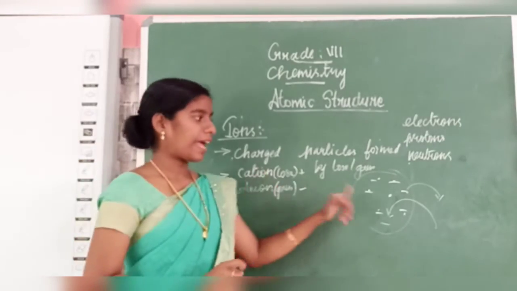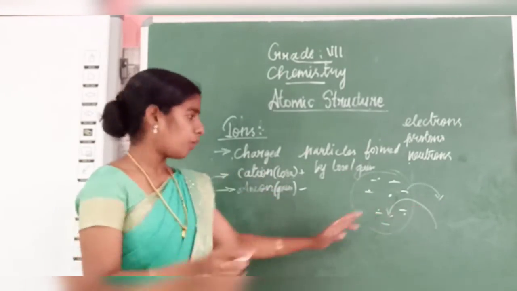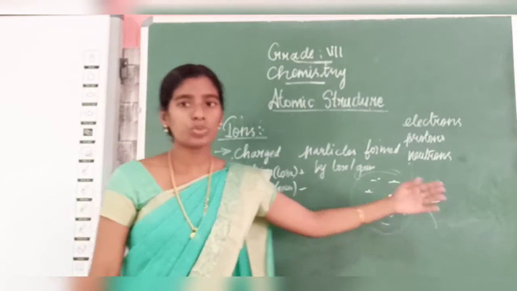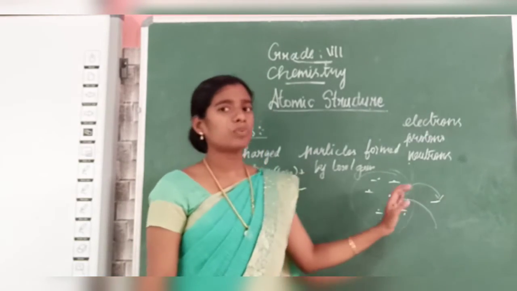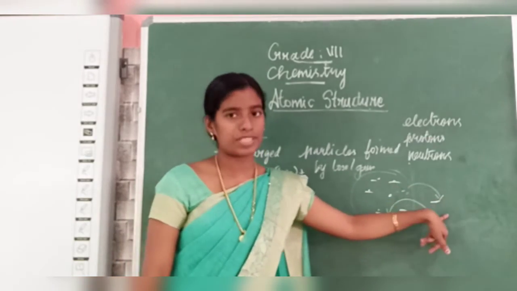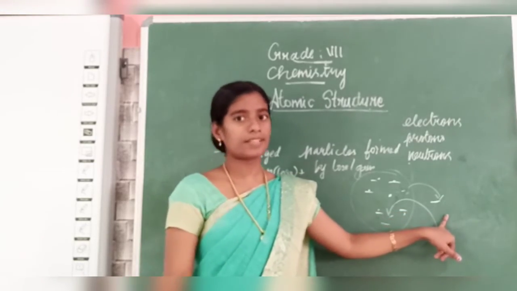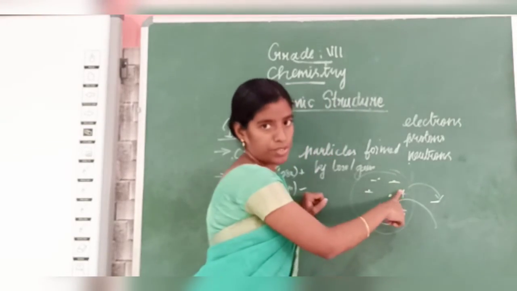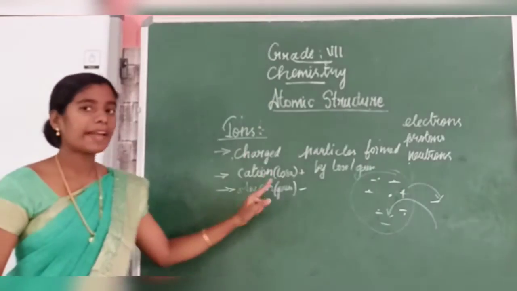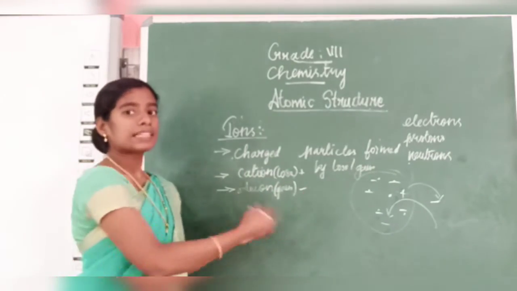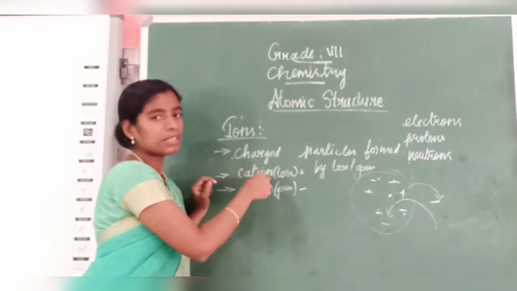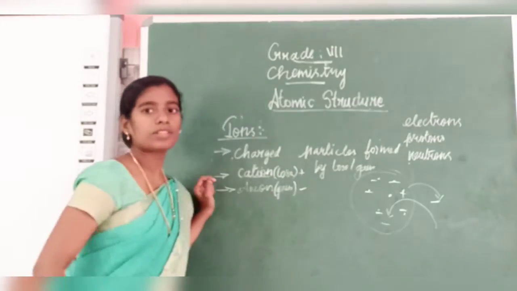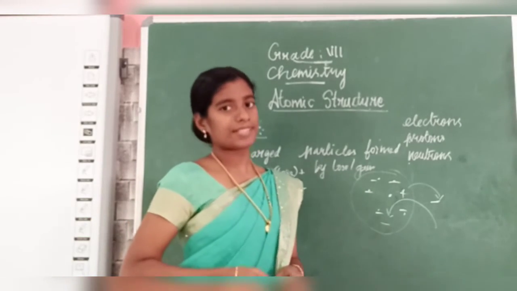Now, when an atom loses an electron, when one negative charge goes outside, an electron is represented as a negative charge, right? So, when one negative charge goes outside, the particle will become positive. So, when an atom loses an electron, the particle becomes positive and they are called cations. What are they called? They are called cations.